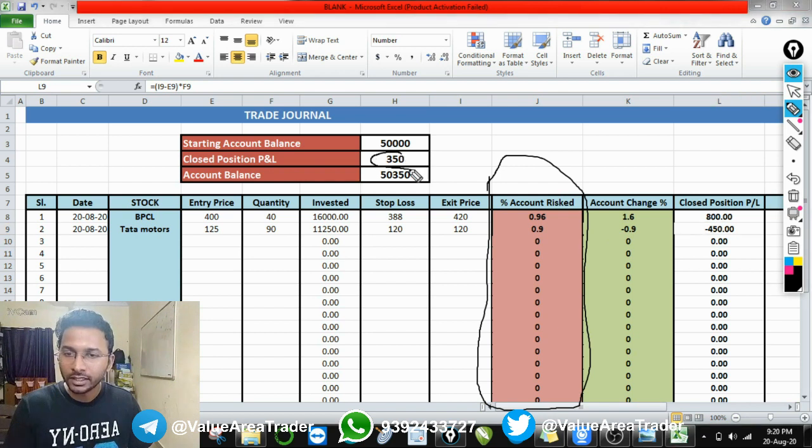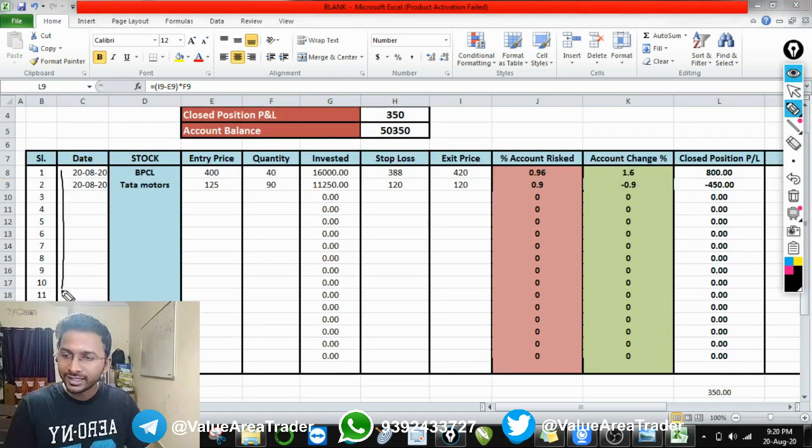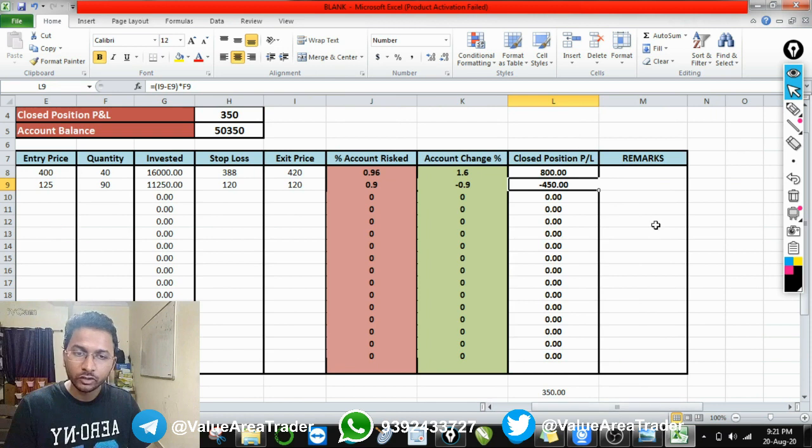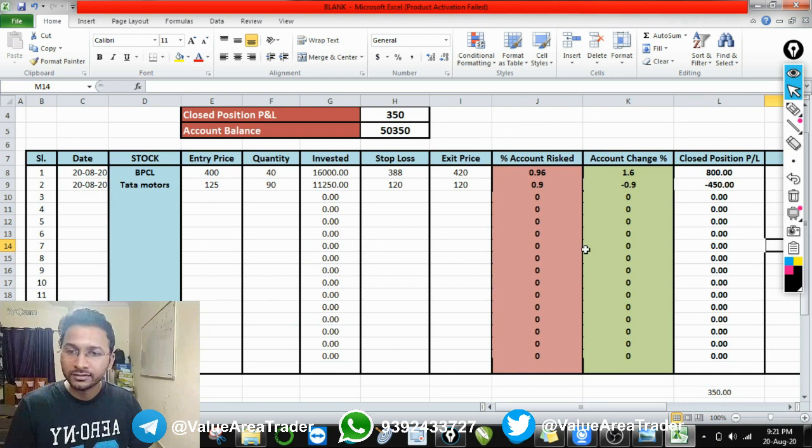Previously I had a balance of around 800 rupees profit. Out of that, 450 went off. So my total balance right now is 50,350. So like that, you need to keep track of all the trades that you take, whether intraday or swing, so that by the end of the month when you see your table, you will get to know what mistakes you have made and what you need to rectify in your strategy, in your discipline, in your overall approach. So you'll get an idea. That is the best benefit of recording your journal every day.